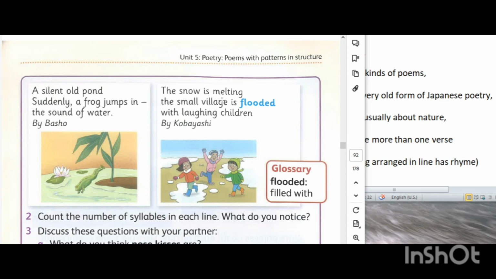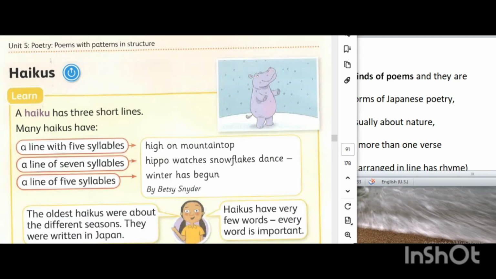The melting snow means the changing of the state of water from snow into water or liquid. In the small village here, we see the children laughing because it is the beginning of spring and they can go out of the house and play, because the snow has now melted and become liquid on the land. This is the meaning of this poem. Who wrote this? Kobayashi is the poet of this poem. These are some kinds of haikus.